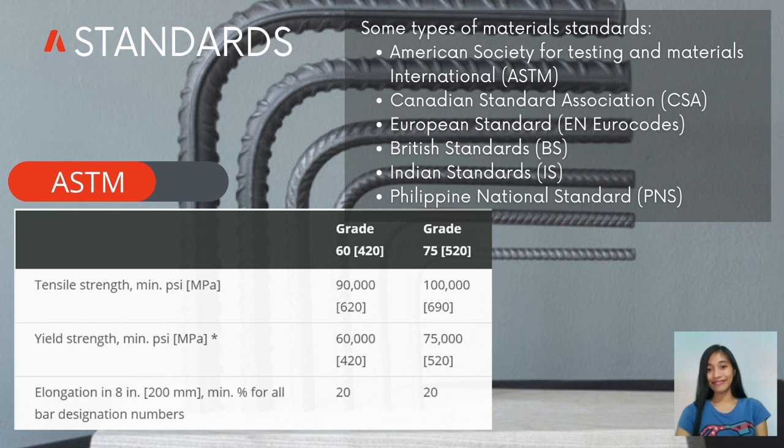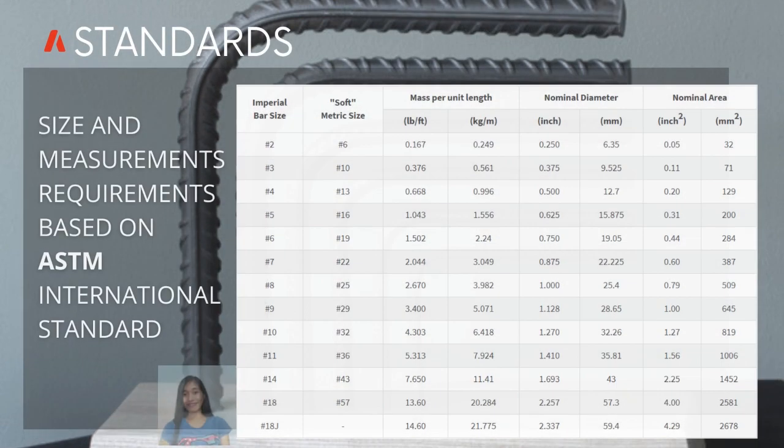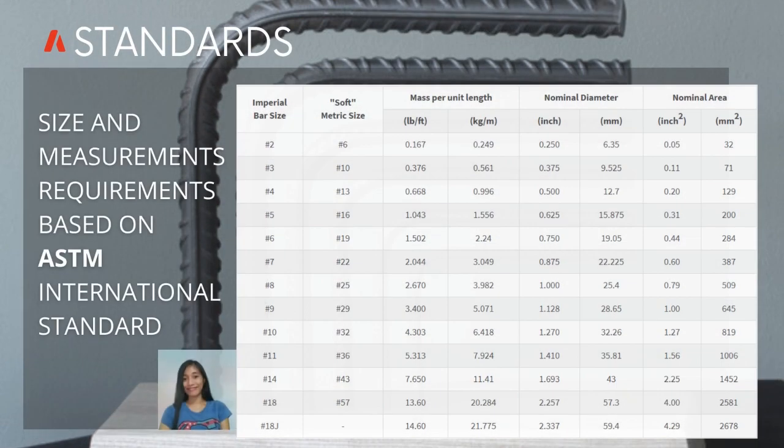Then there is also one in our country known as the Philippine National Standard, or PNS, where mostly the standards are adopted from ASTM. As shown here, here is the ASTM standard for tensile strength, yield strength, and elongation for grade 60 and grade 75 bars. These are the ASTM International Standard based on its size and measurement requirements.